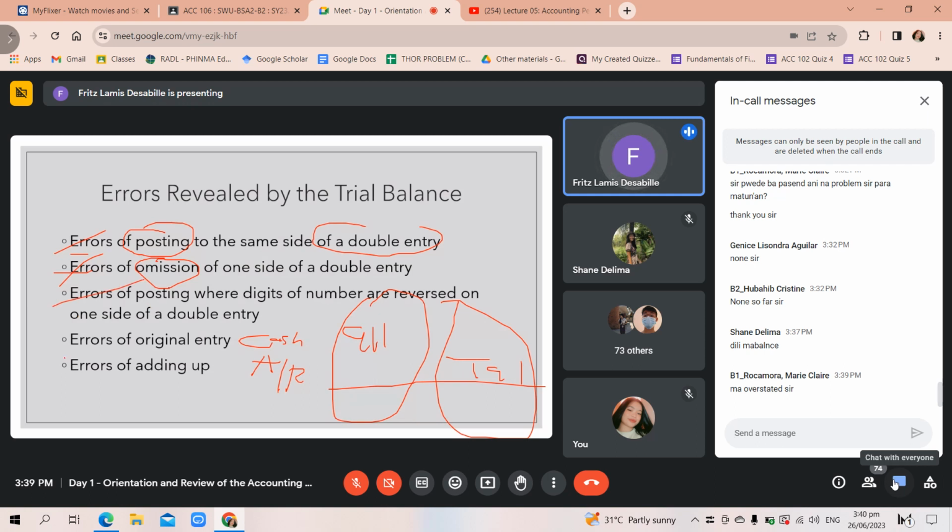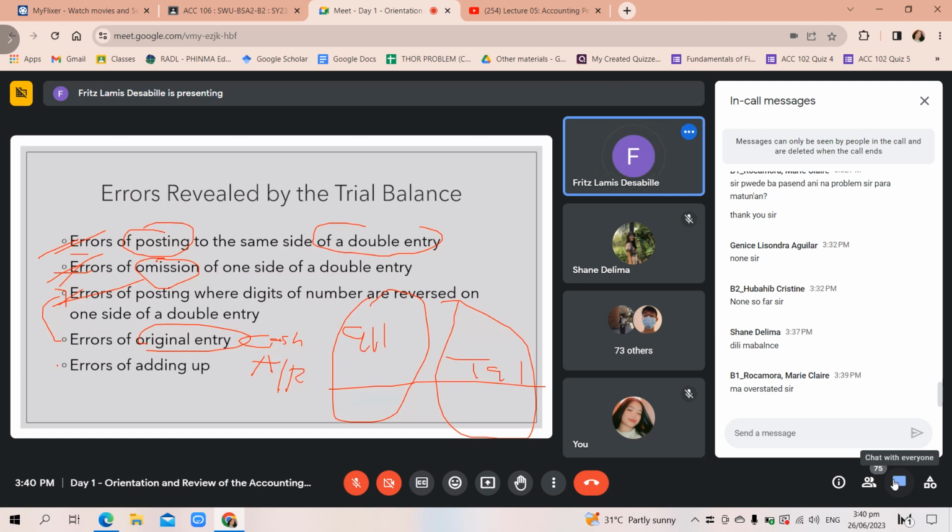Next is errors of original entry. So errors of original entry, same lang gihapon ni siya. Sayop imong original entry. So either 1, 2, or 3. Meaning either na-omit ka, nasayop ka sa amount, nasayop ka sa initial entry, or na-double nimo ang imong debits. So number 4 is errors of original entry, this number of 1, 2, 3.